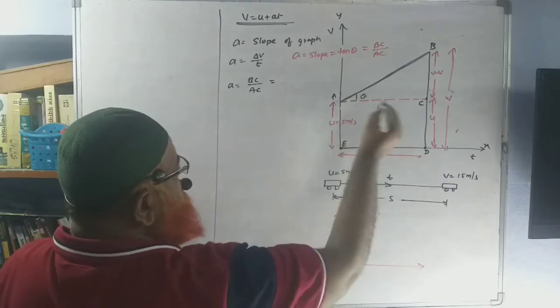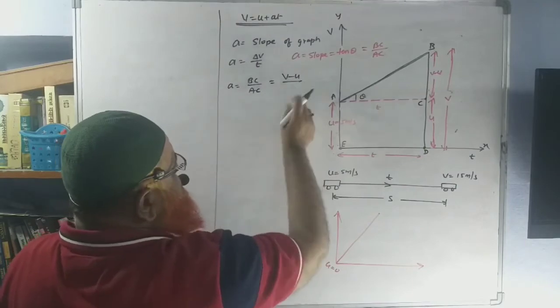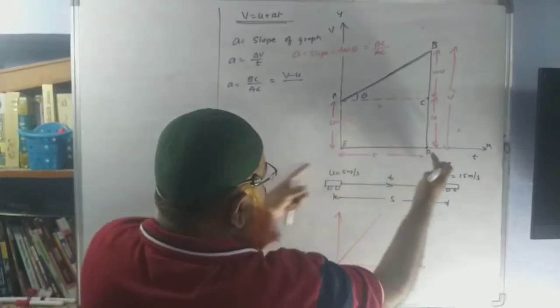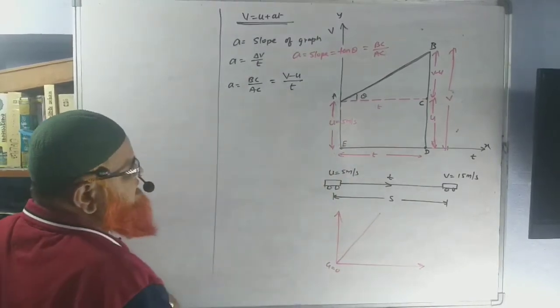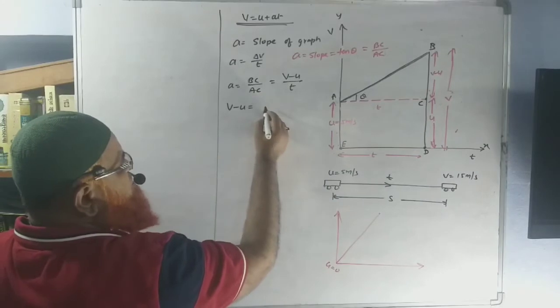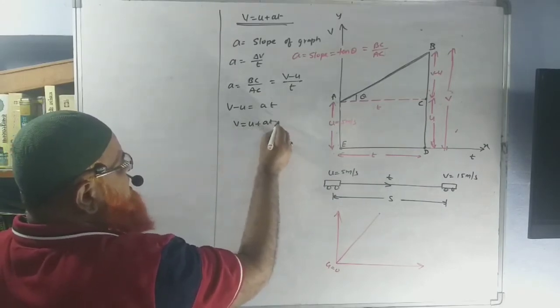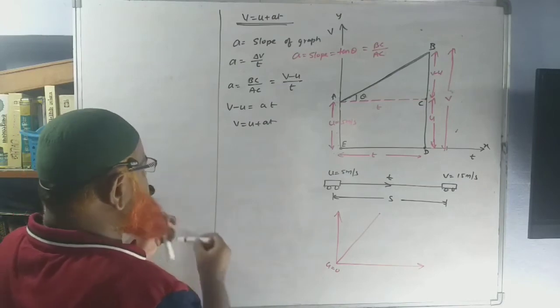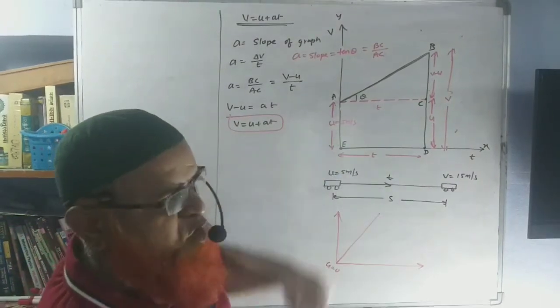As it is going to be the difference, BC is nothing but this much part, that is v minus u, and AC is nothing but the time taken from here to here. So acceleration is (v minus u) by t. Therefore, v minus u is equal to, by cross multiplication, at. So v is equal to u plus at. So we have discussed velocity, and we have found the first equation of motion by using this graph only.